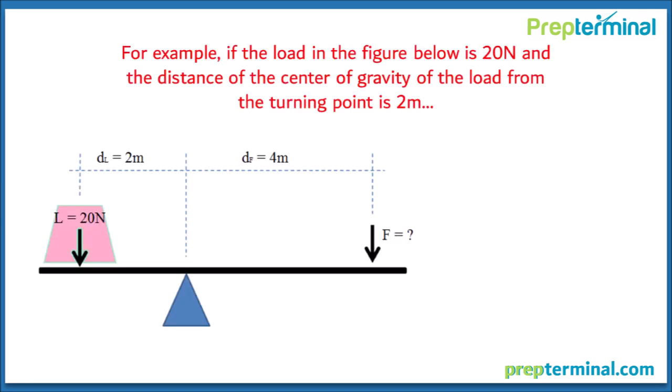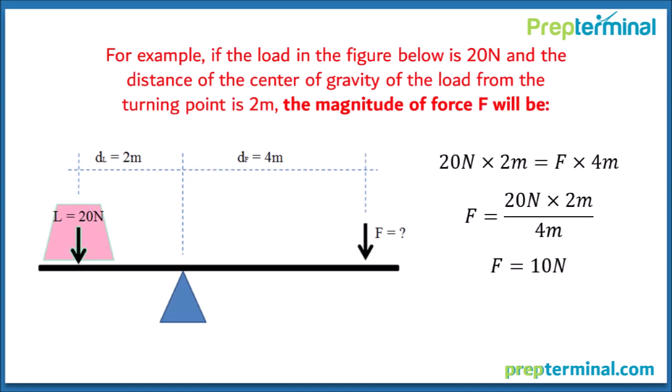For example, if the load in the figure below is 20 newtons and the distance of the center of gravity of the load from the turning point is 2 meters, the magnitude of force F will be F equals 20 newtons times 2 meters divided by 4 meters. F equals 10 newtons.